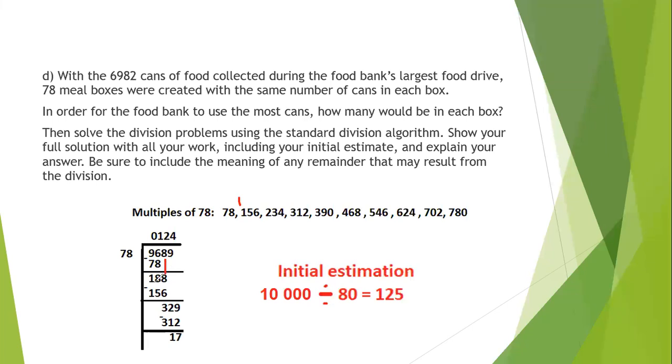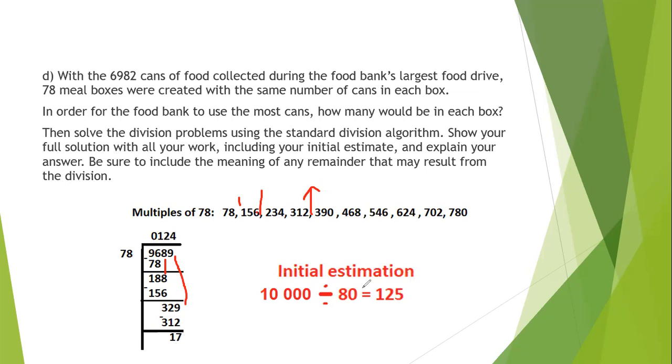Get down 8. 188, I can find it here. So 2 multiples before 188. Multiply 2 by 78 equals 156. When we subtract, the difference is 32. Bring down 9. When we bring down 9, it will be 329. 329 is here. How many multiples before 329? 1, 2, 3, 4 multiples. Then multiply 4 times 78 equals 312, subtract, equals 17.